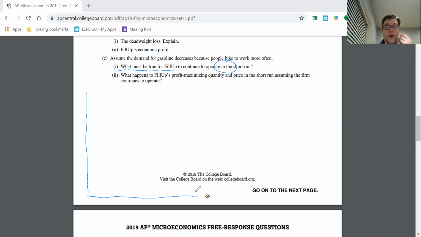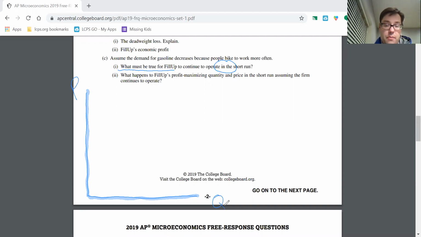All right, so remember back to micro, right? Most of our micrographs are going to be very similar. Okay, so we're going to label price up here, quantity down here.